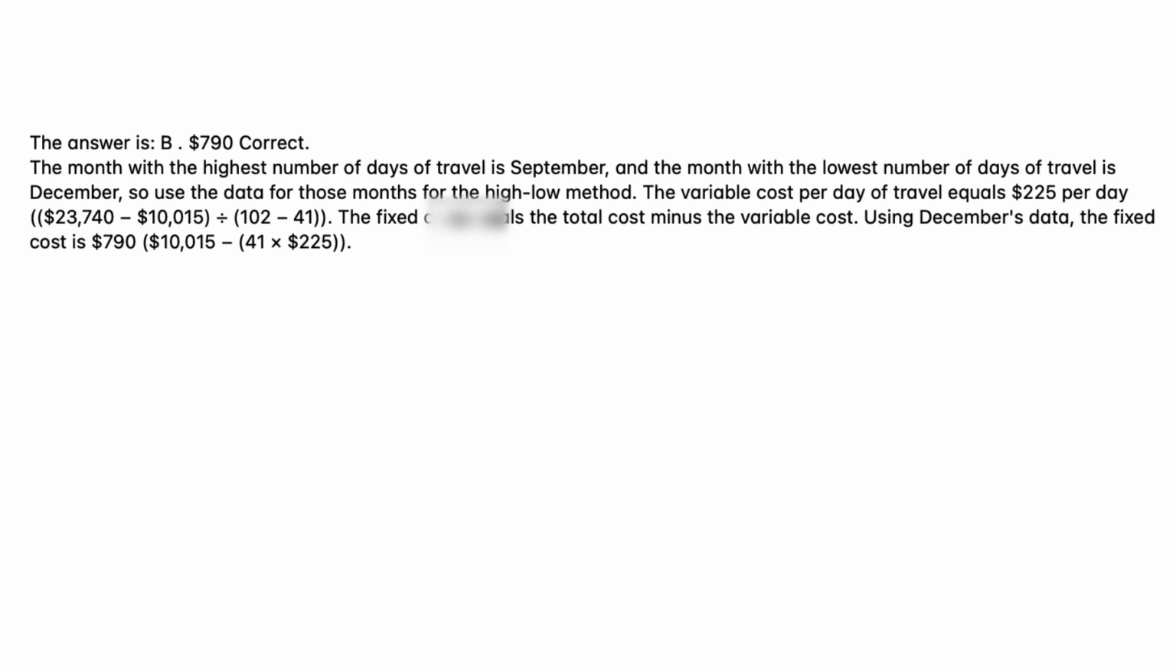$790. Correct. The month with the highest number of days of travel is September, and the month with the lowest number of days of travel is December, so use the data for those months for the high-low method. The variable cost per day of travel equals $225 per day, $23,740 minus $10,015, divided by 102 minus 41. The fixed cost equals the total cost minus the variable cost. Using December's data, the fixed cost is $790, $10,015 minus 41 times $225.